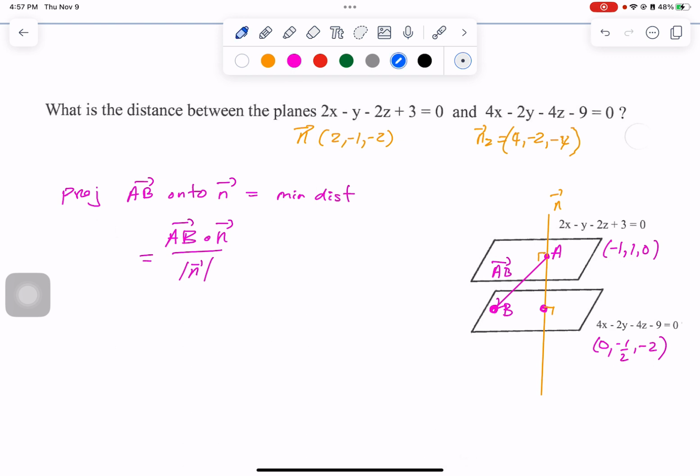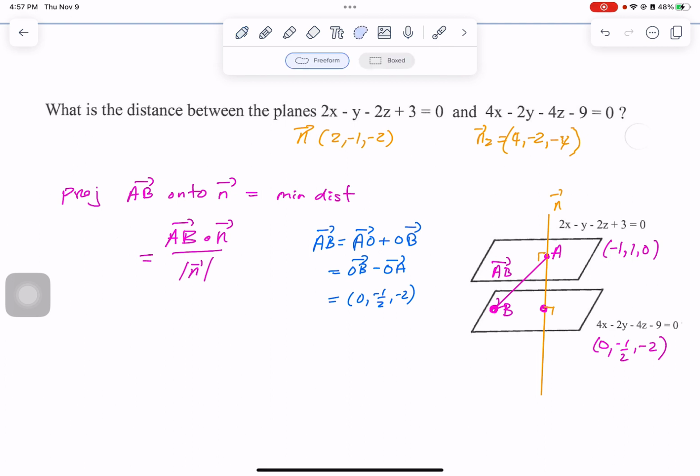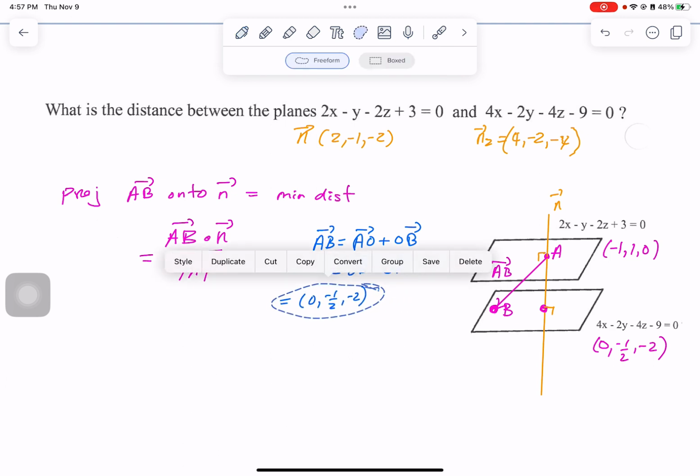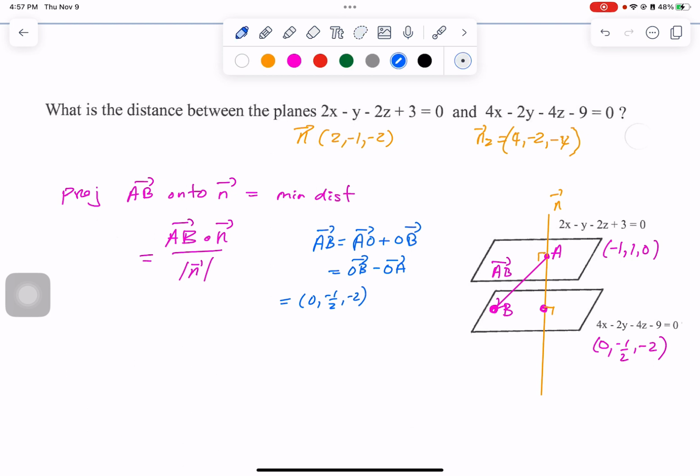So AB is going to be A to O plus O to B, which is O to B, subtract OA. So it's going to be 0, -1/2, -2, and I can't change that. That's a point. We can't multiply through by 2. And we're going to subtract -1, 1, 0. And we're going to get 1. And we're going to get -1/2 subtract 1, so it's going to be -3/2. And it's going to be -2.